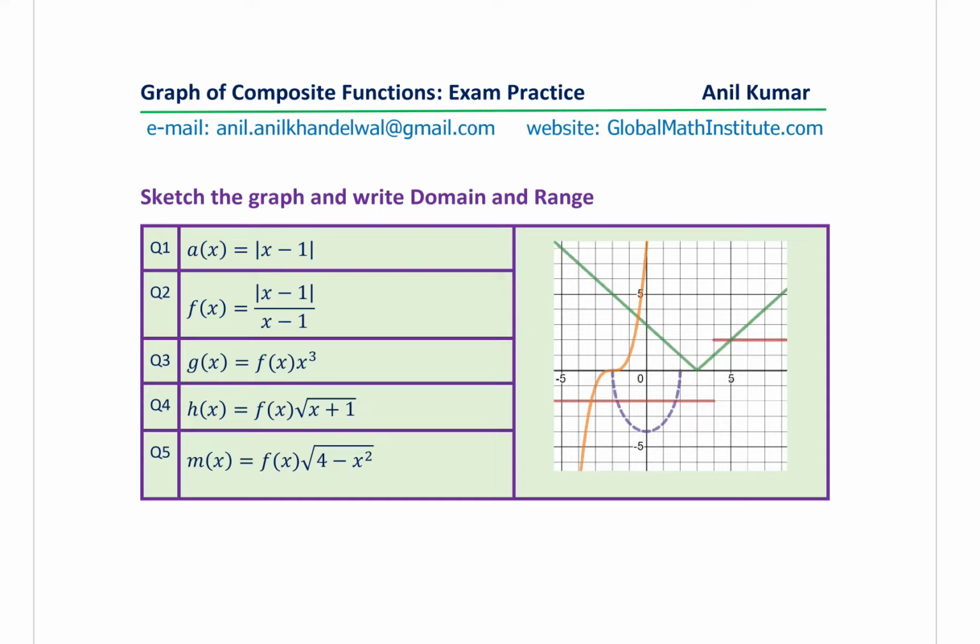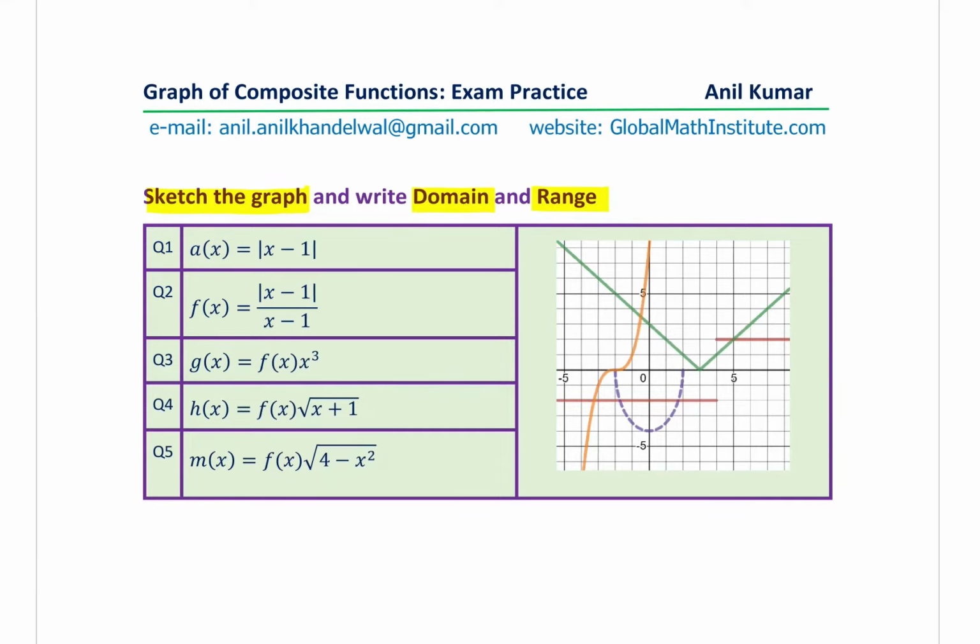We'll begin with the absolute function |x - 1| and then do composite functions with the absolute function. First, we'll divide the absolute function by a linear function, x - 1. Let's call them f(x). Now, with f(x), we'll have three more composite functions, one with the cubic function, then the square root function, and this one is a semicircle. So these are the five functions we are going to work with, and we are going to sketch each graph and write its domain and range.